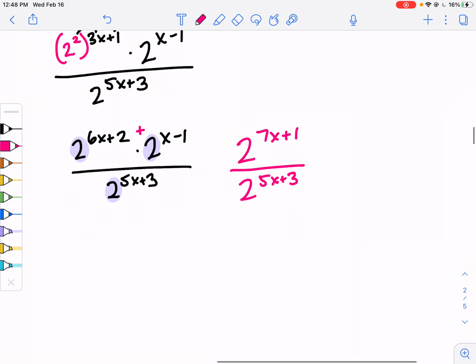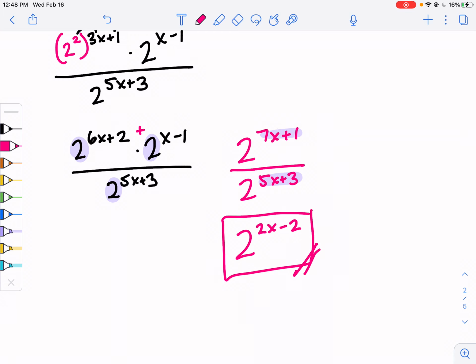And then using the quotient rule, I want to subtract these. So I have 2, 7x minus 5x would be 2x, 1 minus 3 would be negative 2. Be careful of your order there, right? It's 1 minus 3 rather than 3 minus 1. So we have this as our answer here.